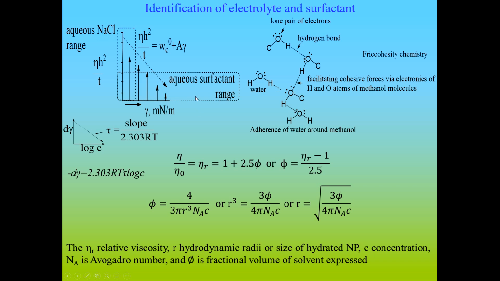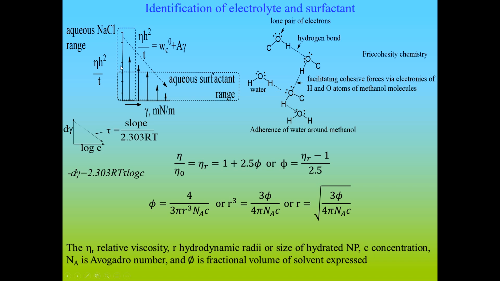Now similarly, how can we identify whether an XYZ solution is a solution of an electrolyte like NaCl, or a solution of a surfactant? Take an electrolyte like NaCl: it dissociates and develops stronger ionic hydration, with oppositely charged ions. The sodium and chloride ions are embedded at the center of the hydration sphere, and it aligns the water molecules. So the cohesive force increases, and the shear stress or frictional force also increases.